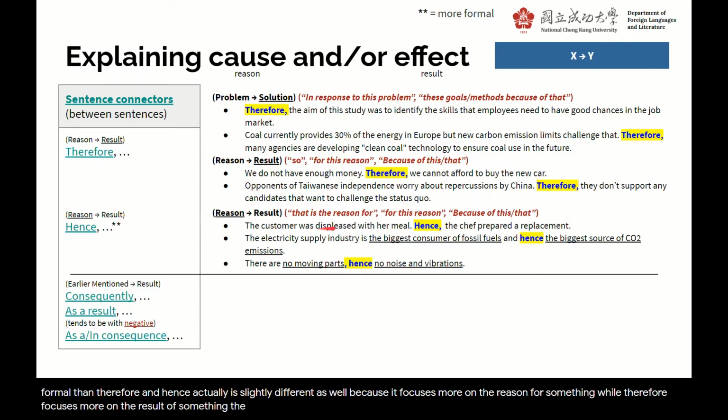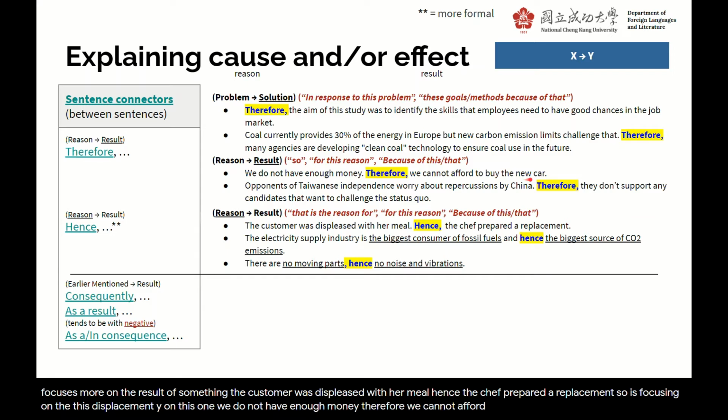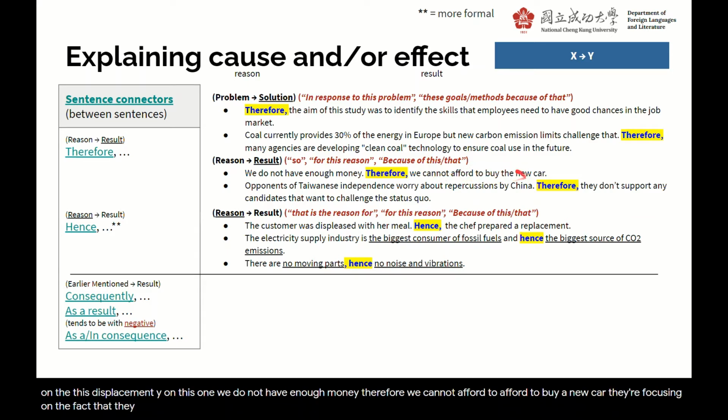The customer was displeased with her meal, hence the chef prepared a replacement. So it's focusing on this displeasement. While in this one, we do not have enough money, therefore we cannot afford to buy a new car. They're focusing on the fact that they can't buy a new car.